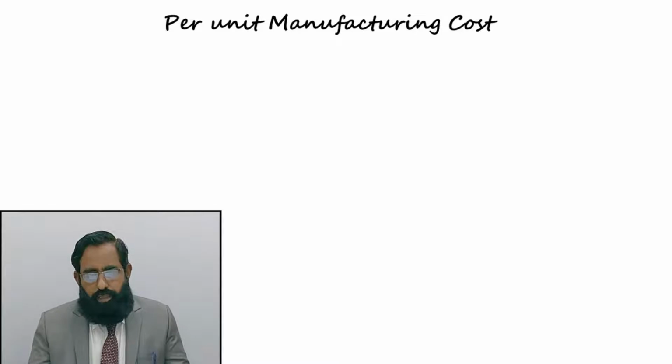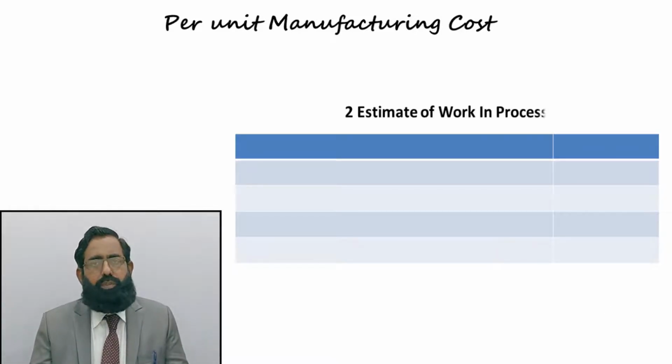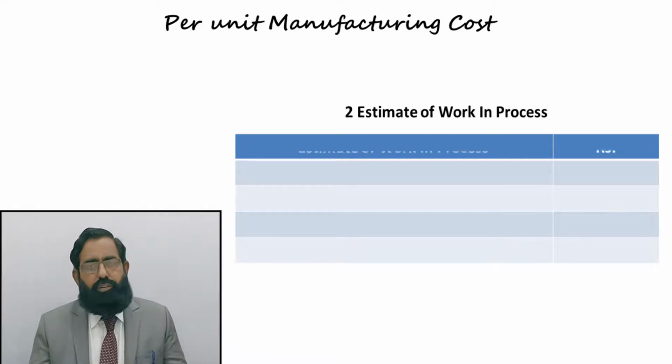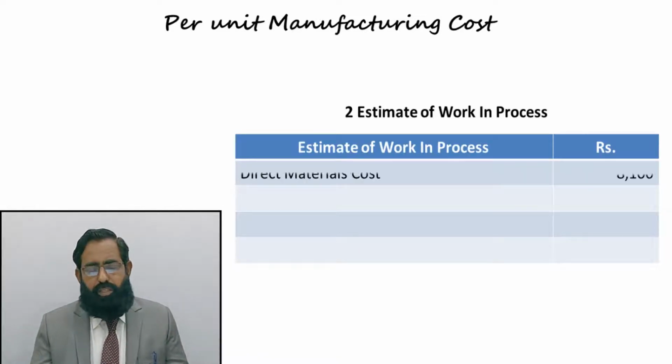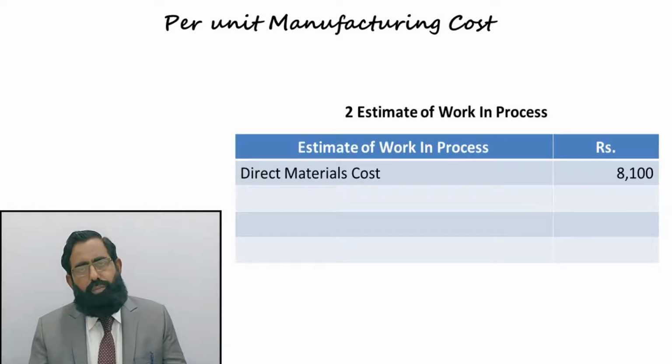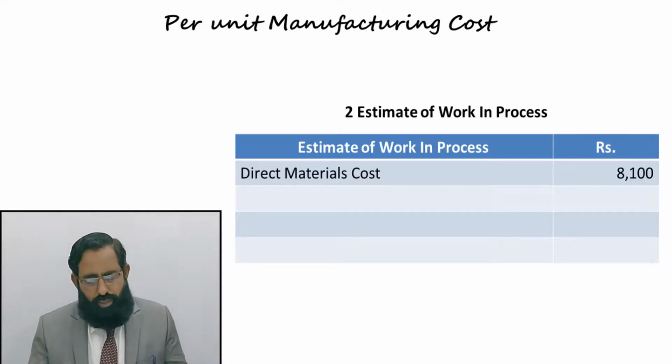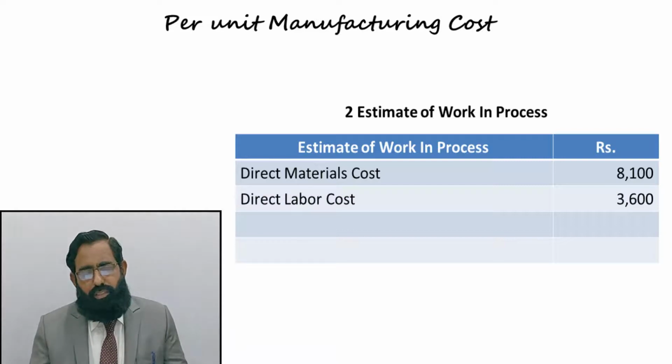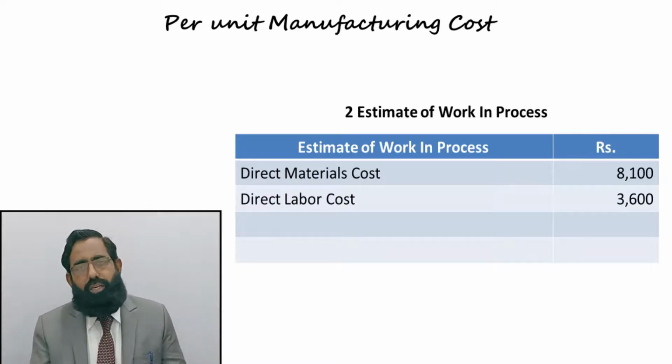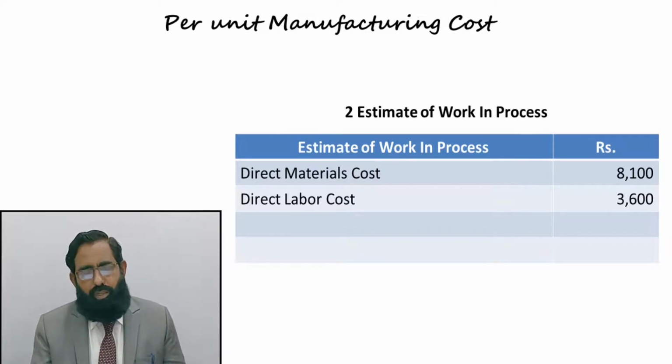Now we see requirement number 2, estimate of work in process closing inventory. We have two values given. Direct material used in work in process closing inventory is 8,100, plus direct labor cost given 3,600, but factory overhead cost is not given. So we have calculated it in our supporting work number 1.